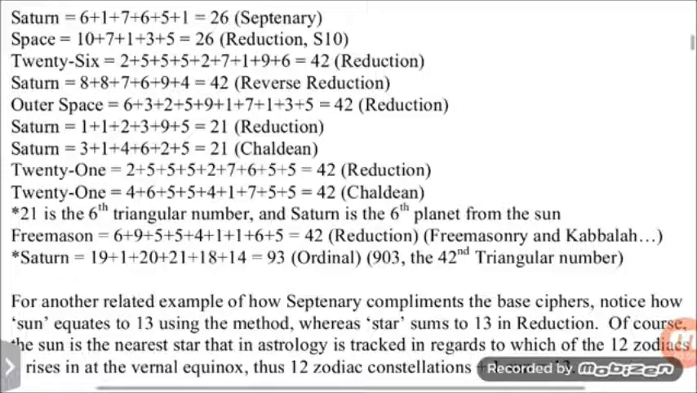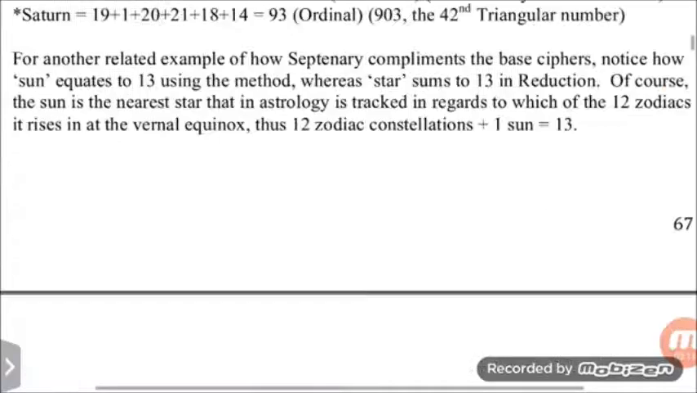Star. Saturn equals 93 ordinal. 903, the 42nd triangular number. For another related example of how septenary complements the base ciphers, notice how Sun equates to 13 using the method, whereas star sums to 13 in reduction.